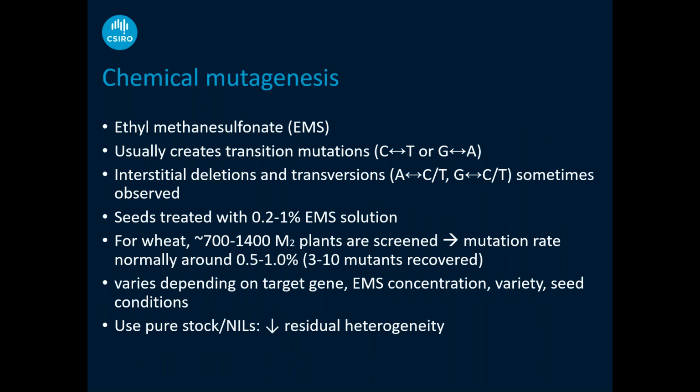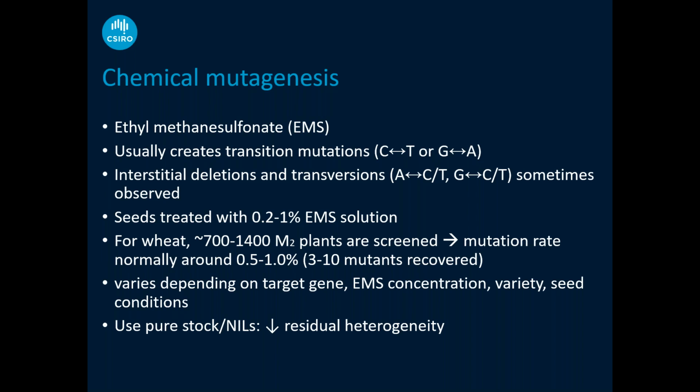So the way chemical mutagenesis is performed is using ethyl methane sulfonate. This usually creates transition mutations. However, interstitial deletions and transversions are sometimes observed. So seeds are treated with an EMS solution of 0.2 to 1%.